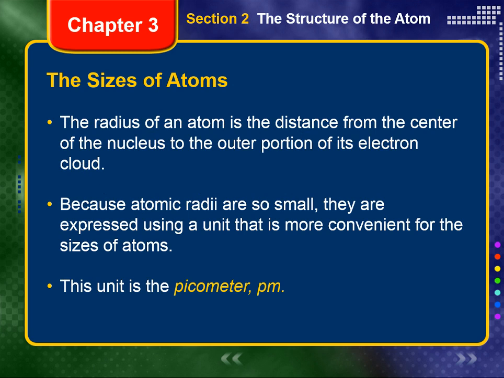The sizes of atoms. It is convenient to think of the region occupied by the electrons as an electron cloud, a cloud of negative charge. The radius of an atom is the distance from the center of the nucleus to the outer portion of this electron cloud. Because atomic radii are so small, they are expressed using a unit that is more convenient for the sizes of atoms. This unit is the picometer. The abbreviation for the picometer is pm.